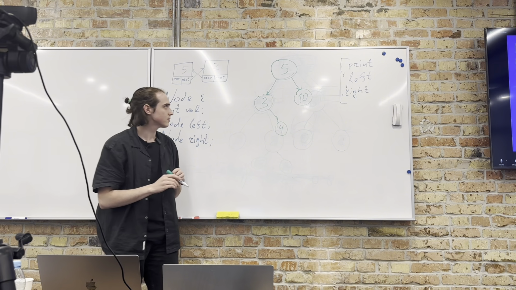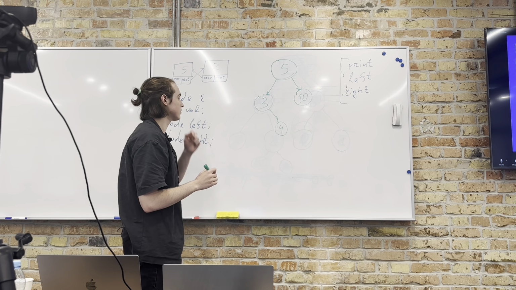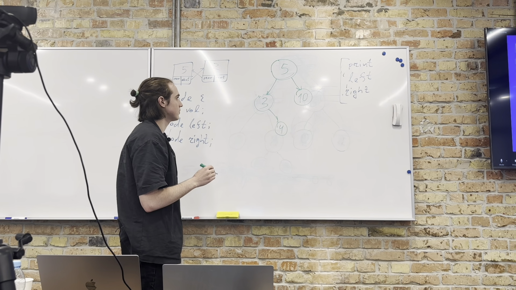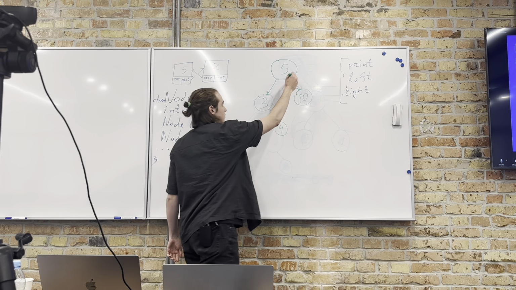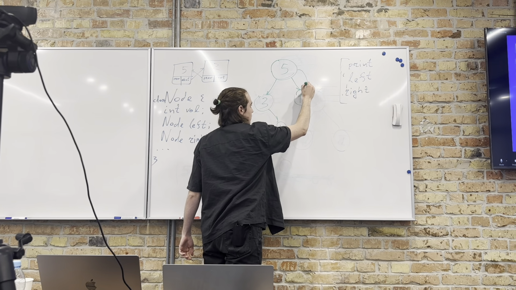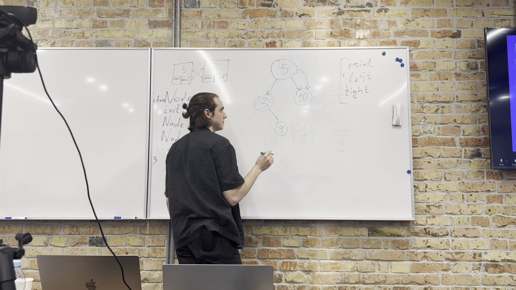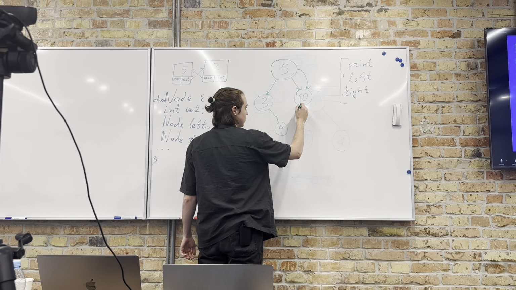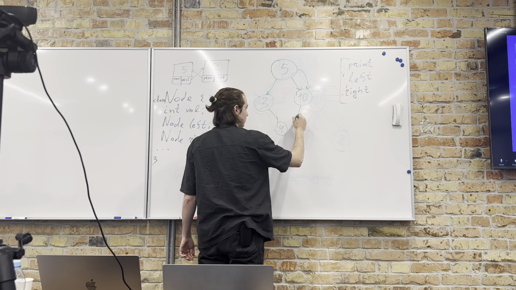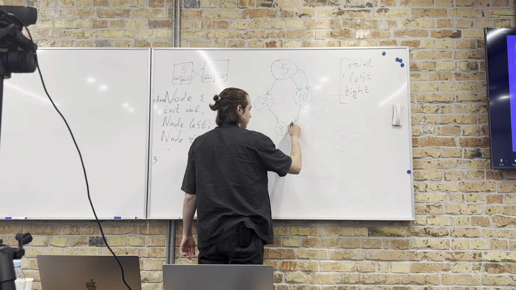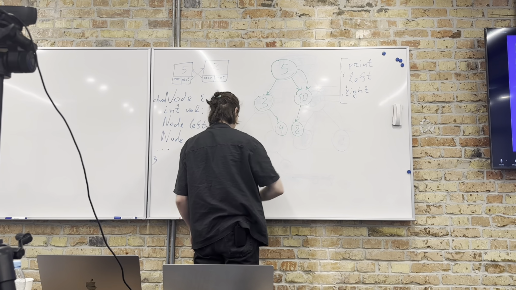First of all, we compare 8 and 5. 8 is greater than 5, so we go right. But we already have a right child, 10. So now we compare 10 and 8, and 8 is less than 10, so we go left. And we don't have a left child, so we add 8 to the left of 10. Right.